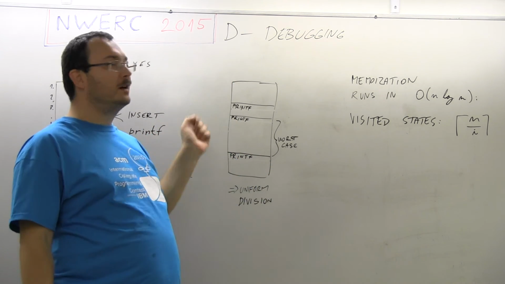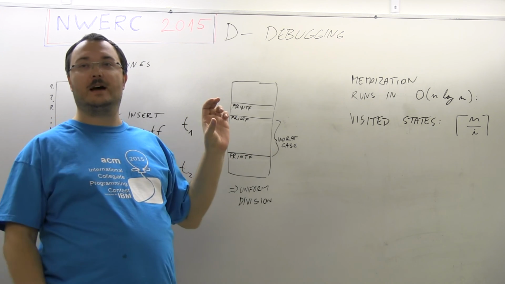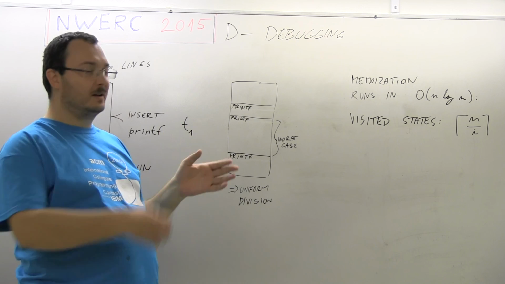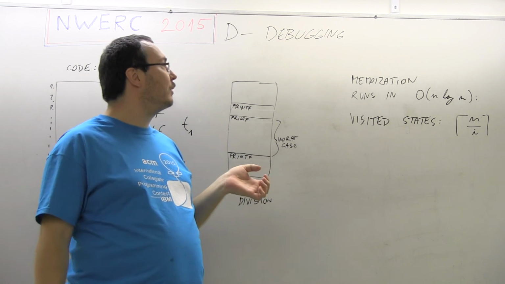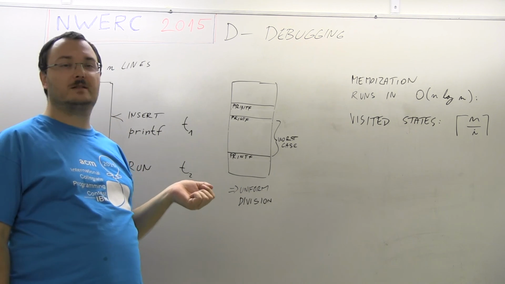For instance, instead of trying all of the n possible numbers of printfs, it is enough to try the square root of n, and there are also other possible ways to approach this problem, but already this straightforward memoization is fast enough. And that's it.